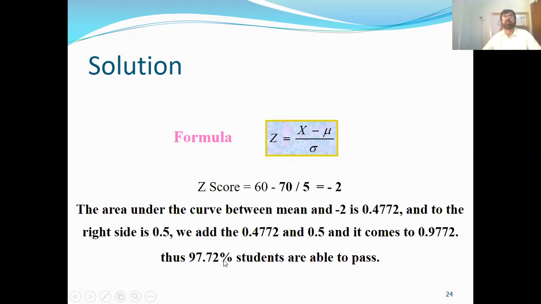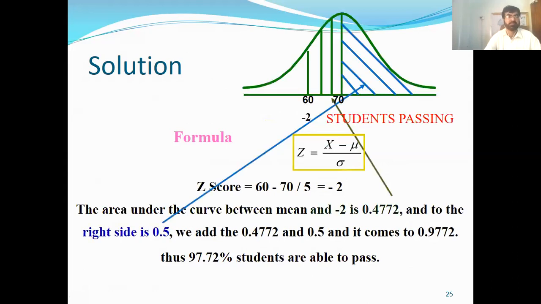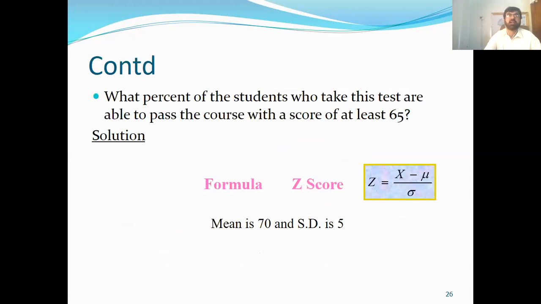Thus, 97.7% are able to pass when the passing score is 60 marks. So those students who get 60 and above will pass this course, and the percentage is 97.72%. What percent of those who take this test are able to pass the course with a score of at least 65?